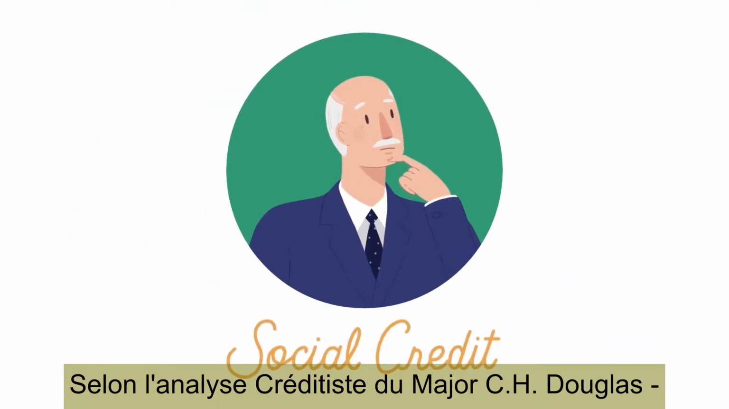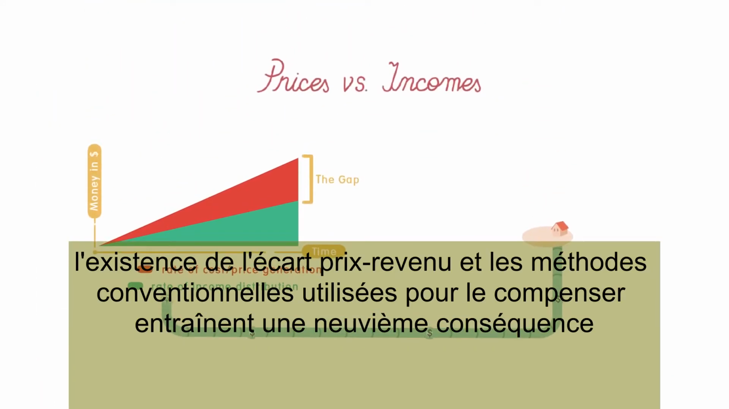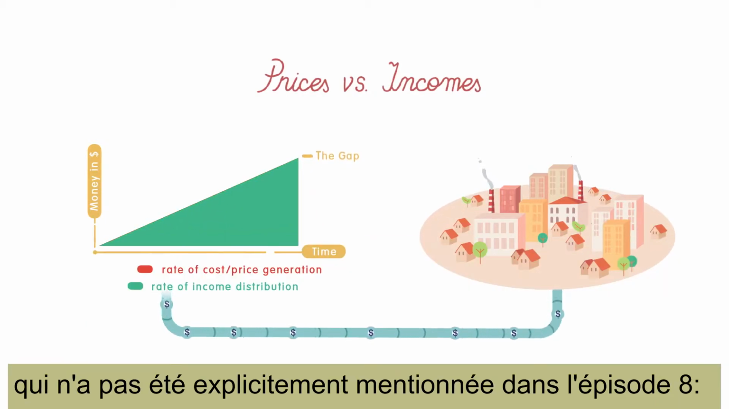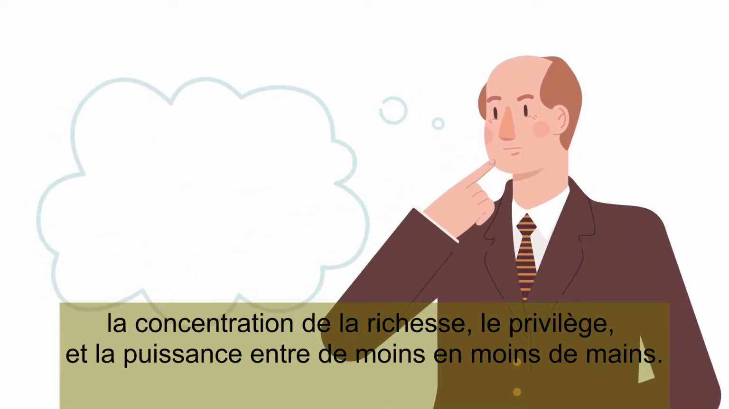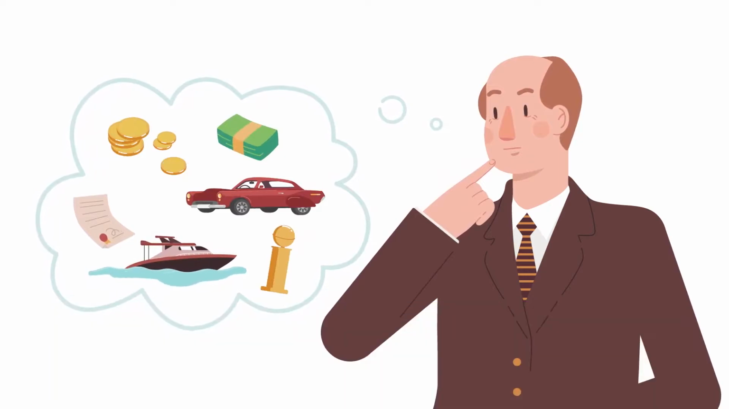According to the social credit analysis of Major C.H. Douglas, not to be confused with Chinese social credit, the existence of the price-income gap and the conventional methods that are used to compensate for it entail a ninth consequence which was not explicitly mentioned in Episode 8. The concentration of wealth, privilege and power in fewer and fewer hands.